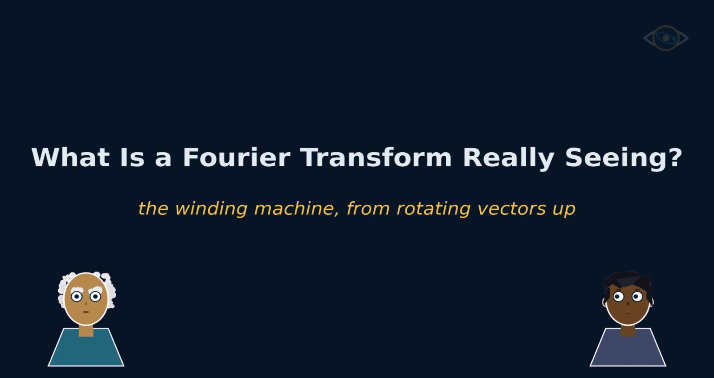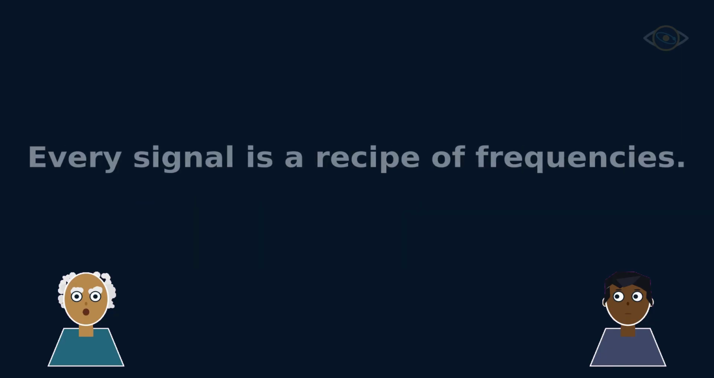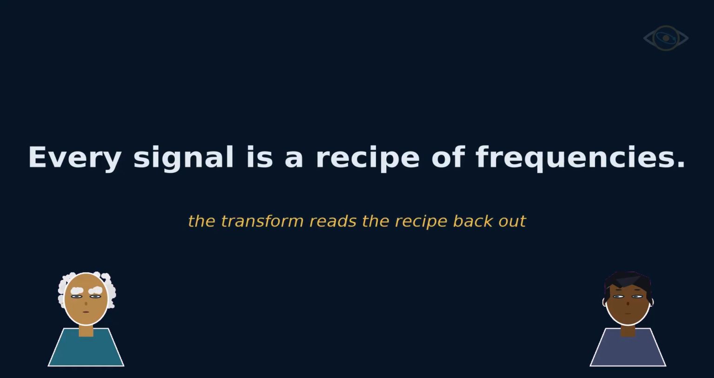That translation is the Fourier transform. Today, we're going to actually see what it's doing, not just write its formula. The central idea is this: almost any signal can be built by adding up pure, steady frequencies. The Fourier transform takes a finished signal and tells you how much of each frequency went in.